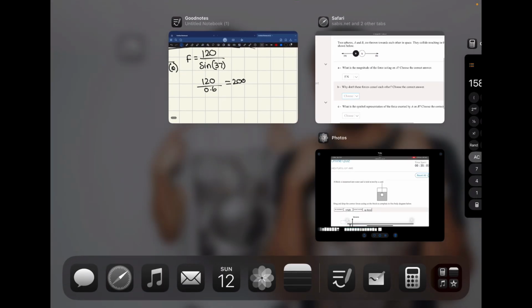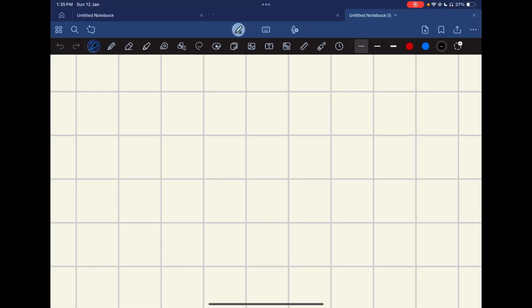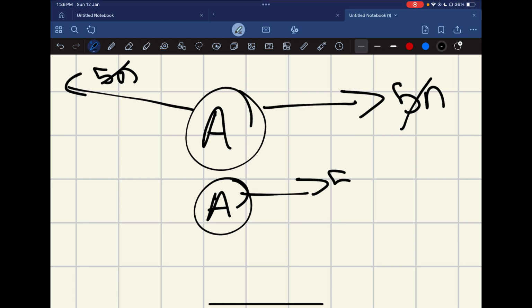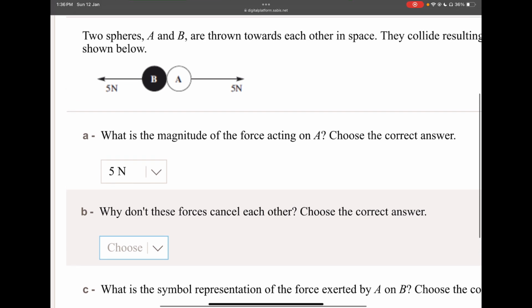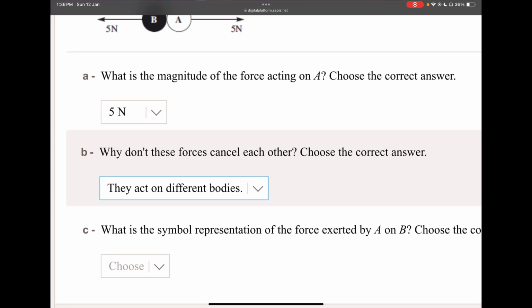Why don't they cancel each other? Okay, let me show you something. If I have A, and I have 5 newtons, 5 newtons, they can cancel out each other because they're going in different directions and they act on the same body. But if I have this, they don't cancel out because they're going the same direction, so you add them and they're 10 newtons. But here, why don't they cancel out each other? It's because they are different forces acting on different bodies.